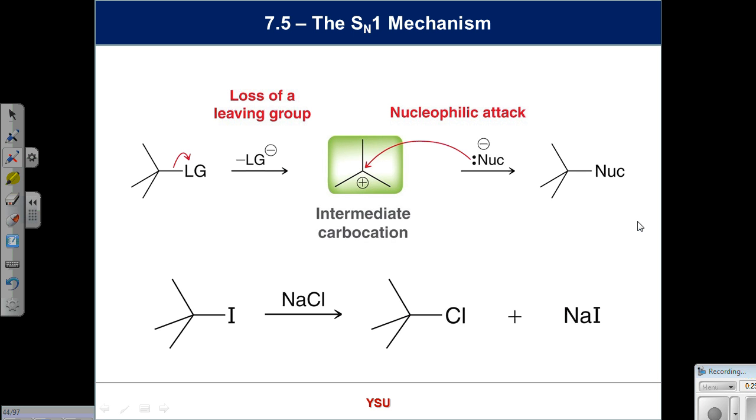We can take, for example, an iodide, treat it with salt, and we end up with a chloride, and sodium iodide as a product. So overall, it's the same type of process as the SN2 reaction in that you end up with the same types of products, but of course, the mechanism now will be quite different. Everybody okay? Colleen.